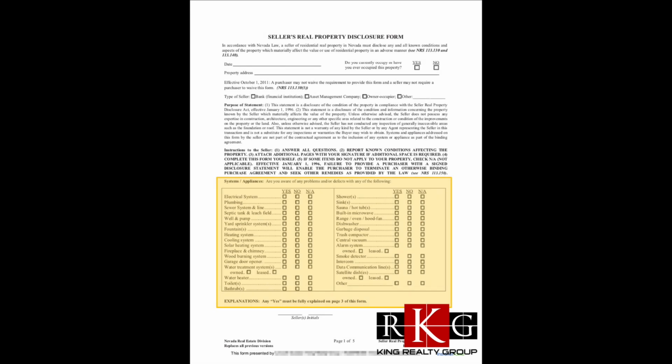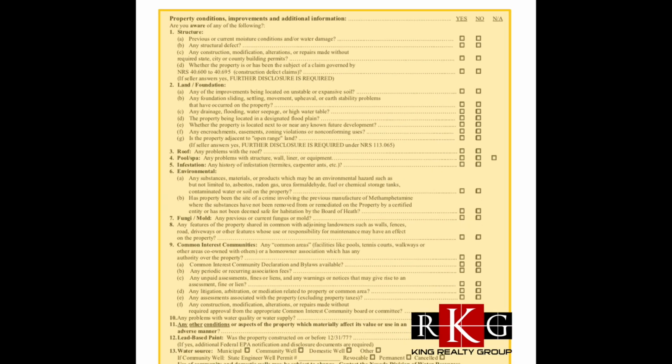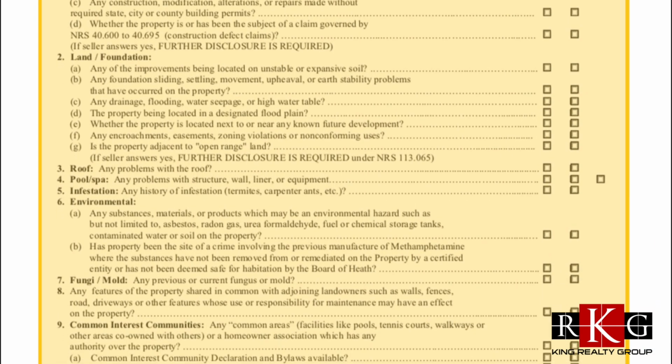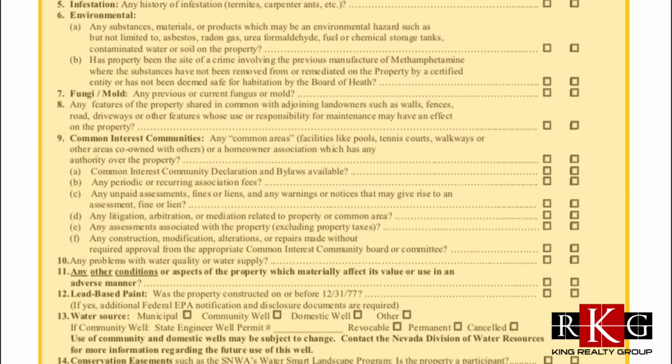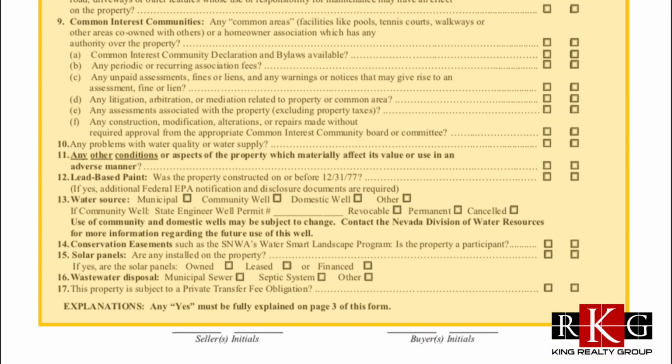The second section is broken into 2 parts: systems and appliances, and property conditions, improvements, and additional information. This is the central part of the SRPD. The form must be fully and properly completed. If the seller has no knowledge, no is an appropriate answer to the "Are you aware?" questions. Each question must be answered with a mark in the corresponding yes, no, or in some cases, NA box.